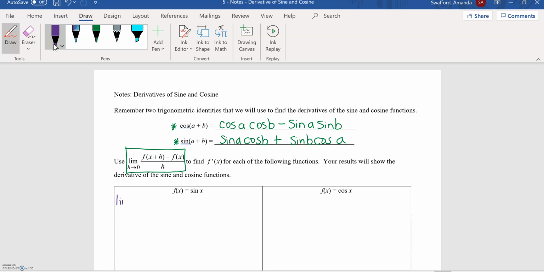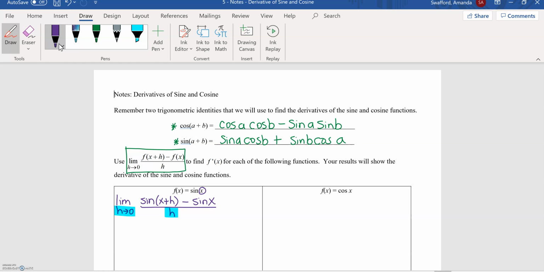So I'm going to find the limit as h goes to 0, and I'm going to calculate f of x plus h. So that's going to require me to put x plus h everywhere I see an x in my function, so that's sine of x plus h, minus f of x, which is sine x, all over h. And as you can see here, if we're evaluating the limit as h goes to 0, we have a 0 in the denominator, so we cannot use direct substitution here, and we need to do some rewriting.